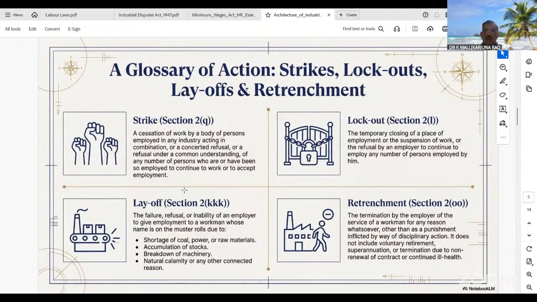Then Section 2, subsection (oo) of the Industrial Disputes Act defines retrenchment: the termination by the employer of the service of a workman for any reason whatsoever, other than punishment inflicted by way of disciplinary action. It does not include voluntary retirement, superannuation, or termination due to non-renewal of contract. Through these measures also, the management can remove employees from the organization.